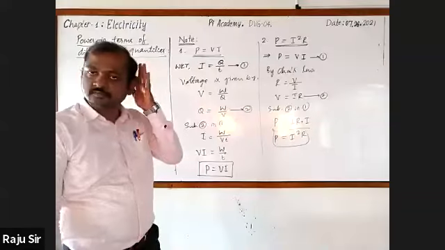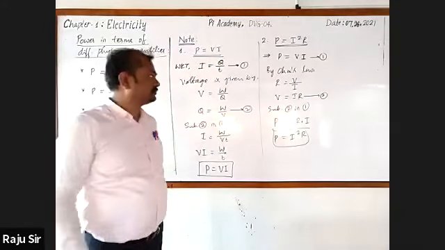W by T is equal to I square into R. W by T is power. P is equal to I square into R. Correct.